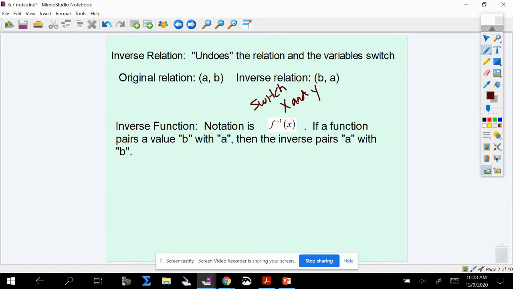Now the notation, this might be something you're not as familiar with. The notation for writing an inverse equation is using this little -1 notation, f^-1. That means f inverse. It is not an exponent. It is the notation used to say that something is an inverse. It's saying that if a function pairs b with a, then the inverse f^-1 will pair a with b. So you'll see that show up when they're asking you to find or use inverses.